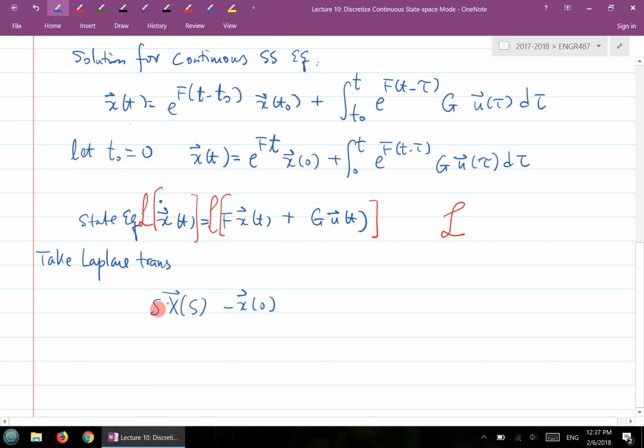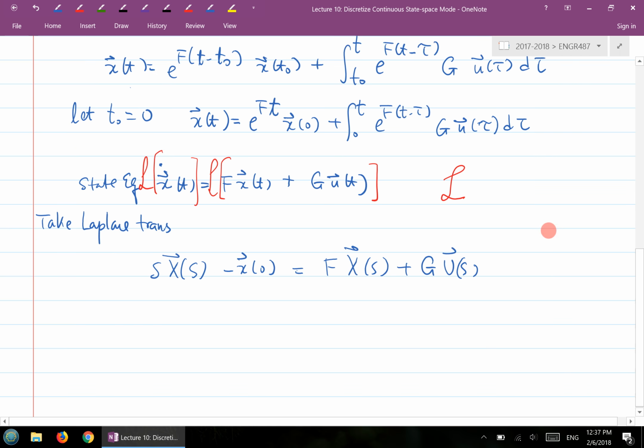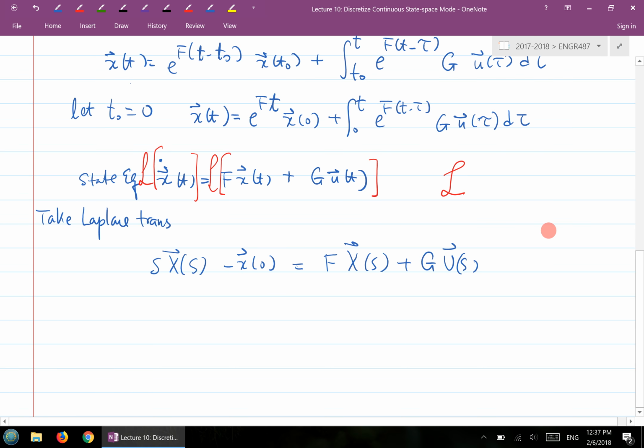You know, take a derivative of this, and you get x dot. But you have to take the initial condition here. And the other side is easy. So F at here, so capital X(s) at here plus G and U(s). Okay, so that's the result of taking a Laplace transform of this state equation.